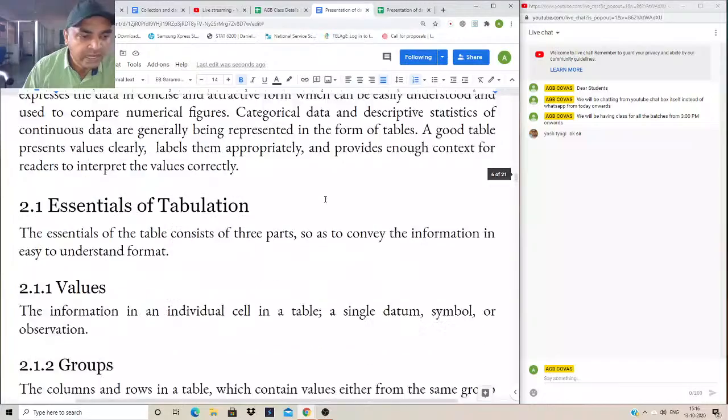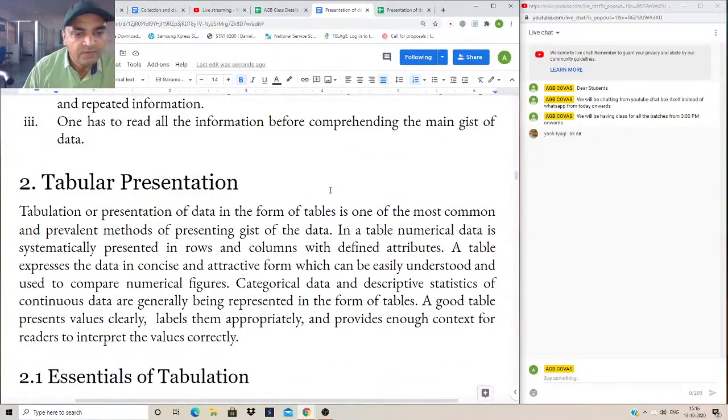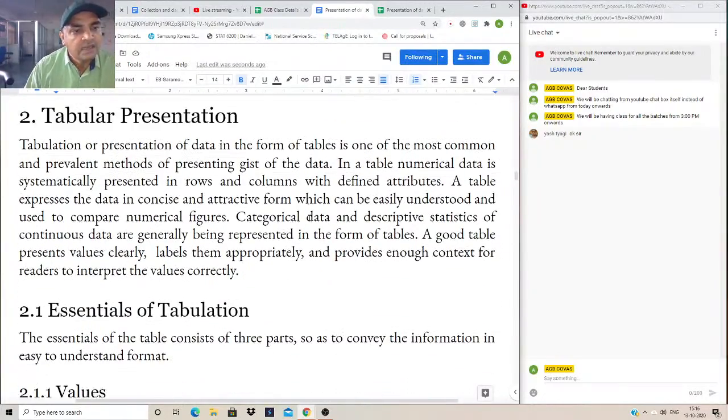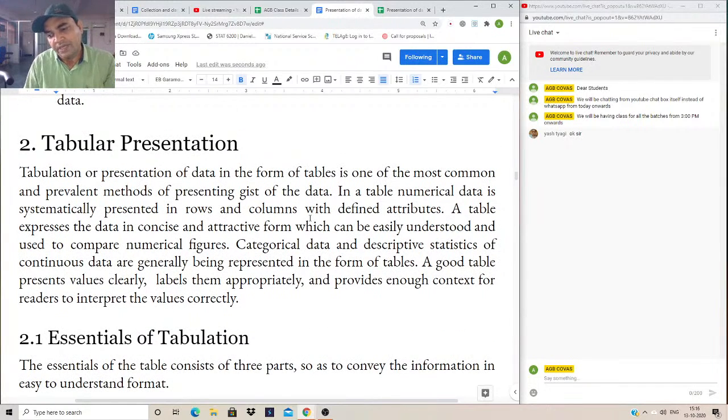Now coming to the next form of presentation, which is known as tabular presentation. In tabular presentation of data, we present data in the form of tables. Presenting the data in the form of a table is one of the most common and prevalent methods of presenting the gist of the data.